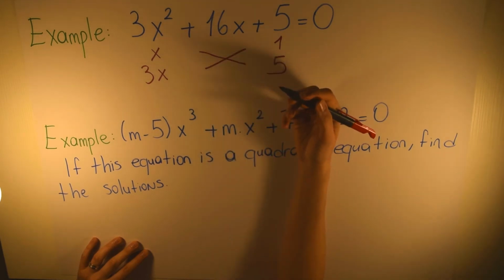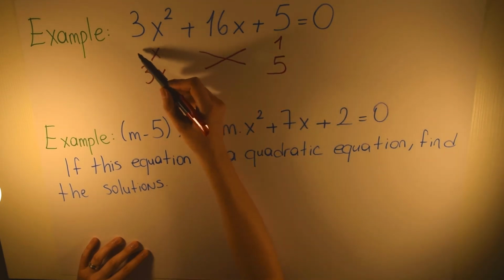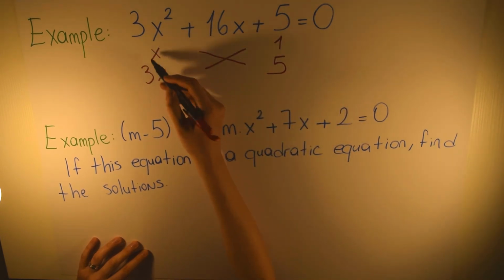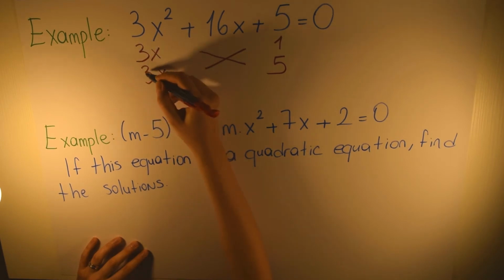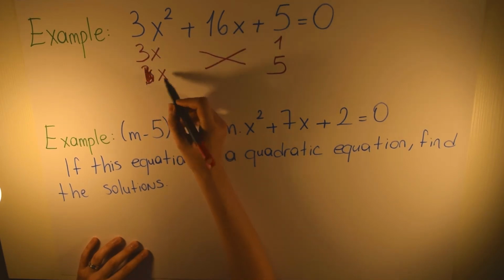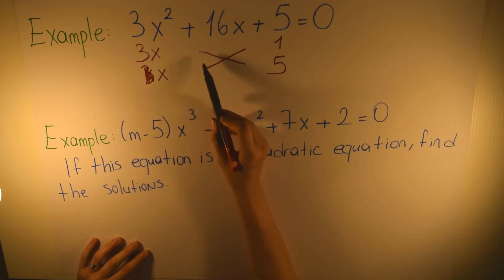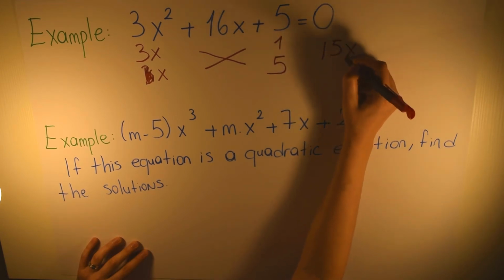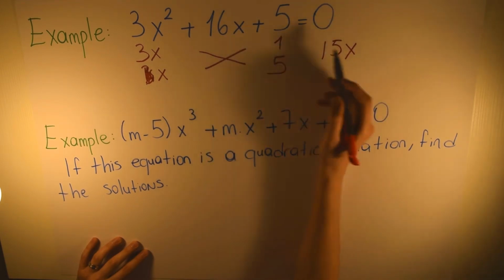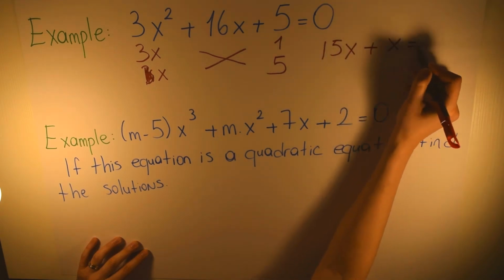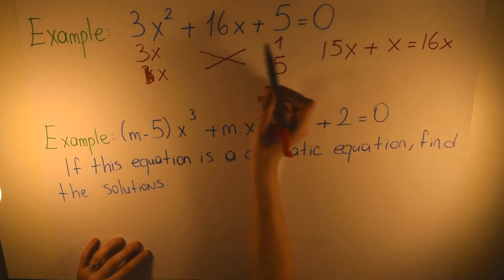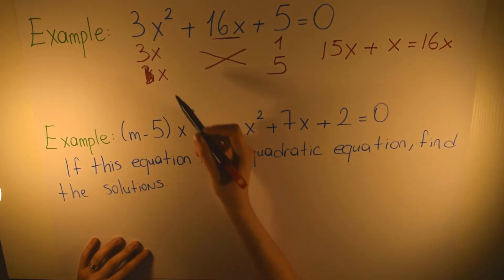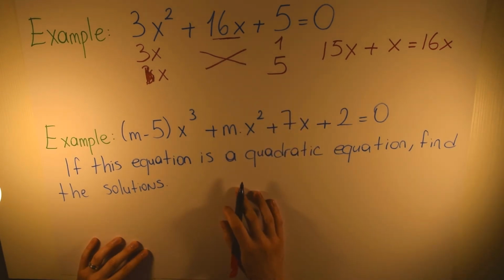So this means I should change the order of these two. Okay, let's make this 3x and this x, okay? So when I do that, let's try. This is 3x times 5, it's 15x, and I have here x times 1, plus x. So this is equal to 16x, which is the same as we have here. So these are the right factors for our question.